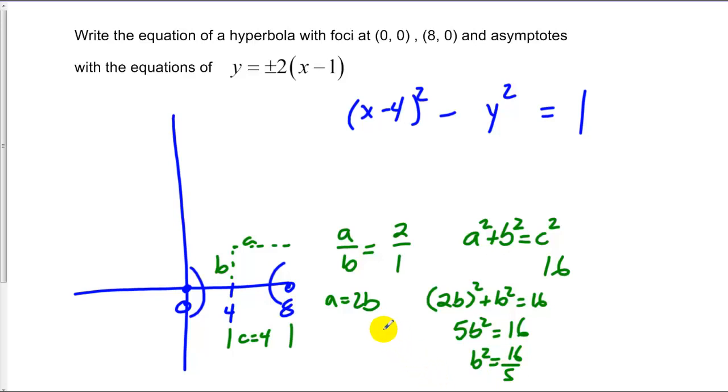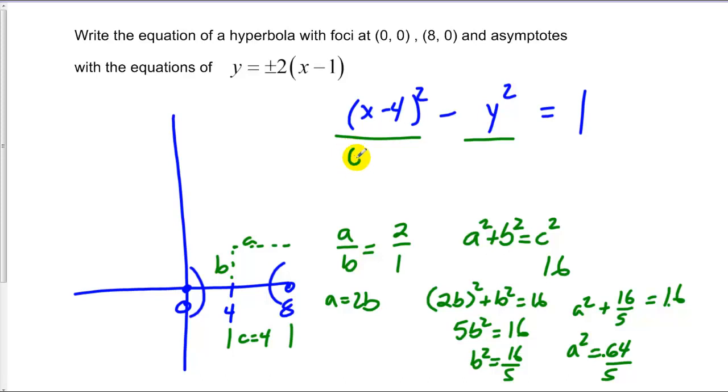If I want to find A squared, I just simply plug that back in. So in this case, we have 16 equals 16 over 5 plus A squared. Therefore, A squared will equal 64 over 5 in this case. So therefore, I can write my equation now. My A term goes first, so that's 64 over 5, and my B squared term is 16 over 5. And there's the equation of that hyperbola.